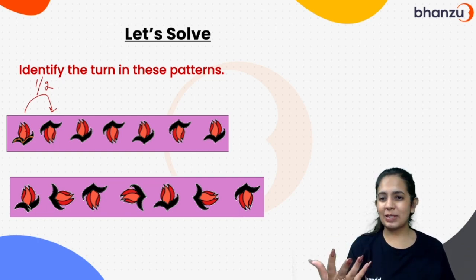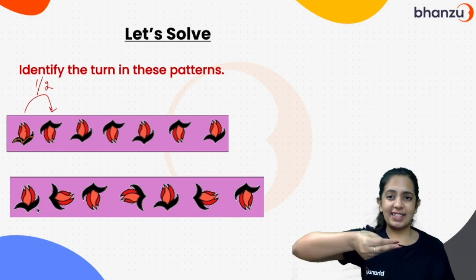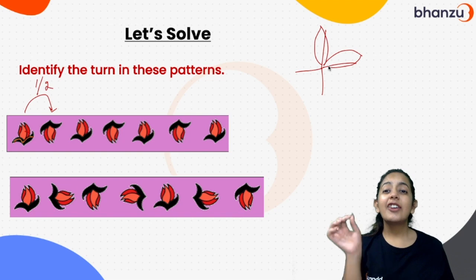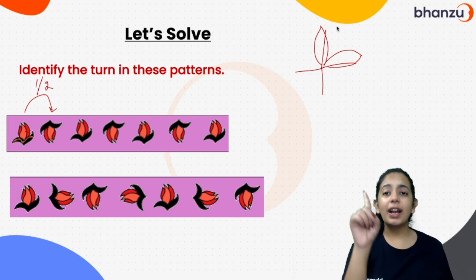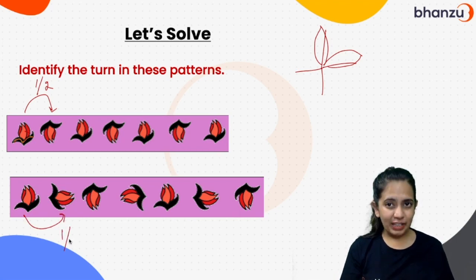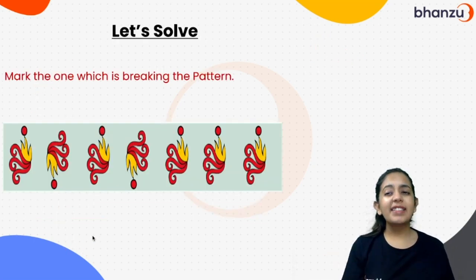How about the next one? Now the flower is over here but has gone to the right side now. So what kind of turn is this? Out of 4 equal turns, this flower has gone to the right side. So it is only one turn out of 4 turns. Right, so over here we can see that the shape is being rotated by a 1/4 turn. Okay, now how about this question?